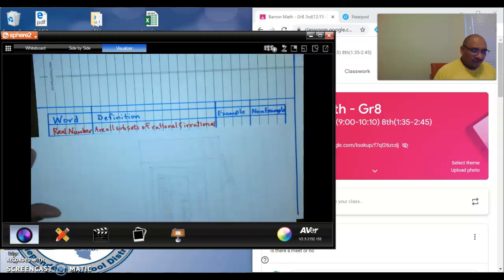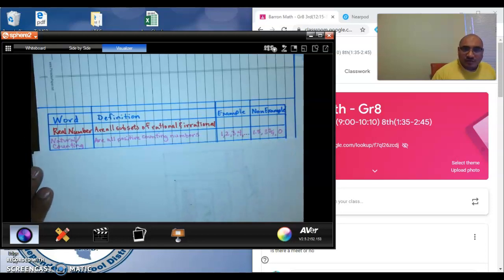So talking about our first definition, we have the real numbers. Remember, the real numbers is the umbrella or the set before we get into all the subsets. So a real number are all the subsets of rational and irrational numbers. We will talk about rational and irrational in just a second.